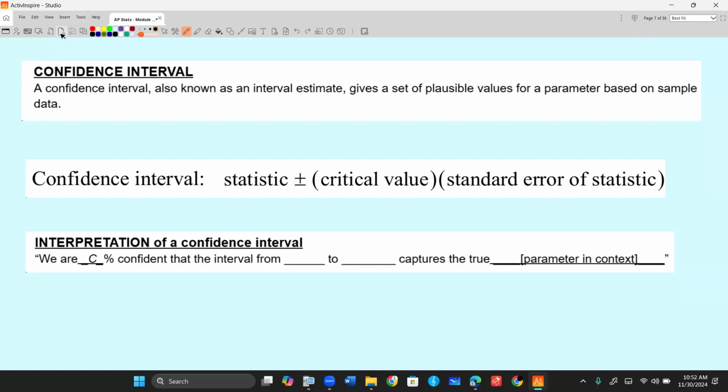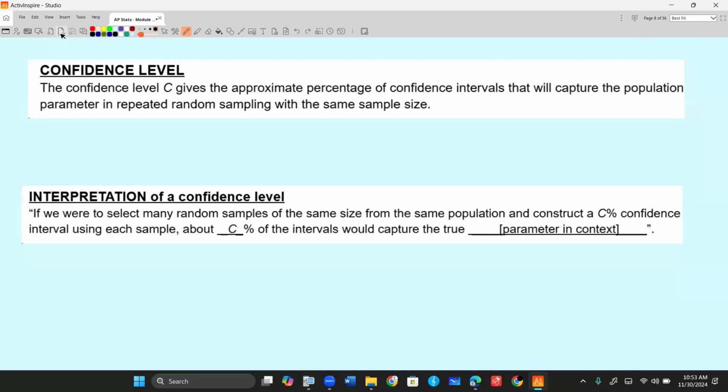A confidence interval gives a set of plausible values for a parameter based on sample data. So if I collect some data and get the percent of blue beads in a jar, you might say 50%. But you could have a little margin of error. Maybe it's 5%. So it could be anywhere between 45 and 55%. So when we interpret that confidence interval, we might say we are 95% confident that the interval from 45% to 55% captures the true proportion of blue beads in a jar.